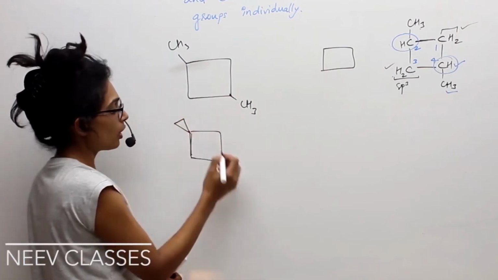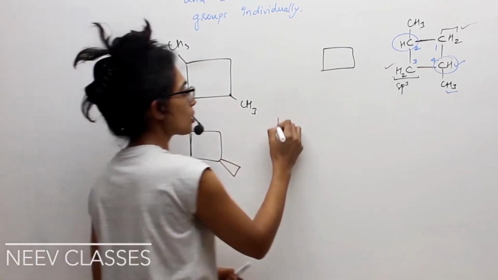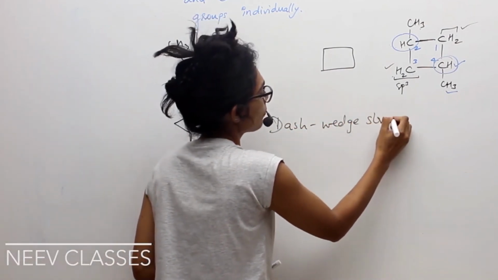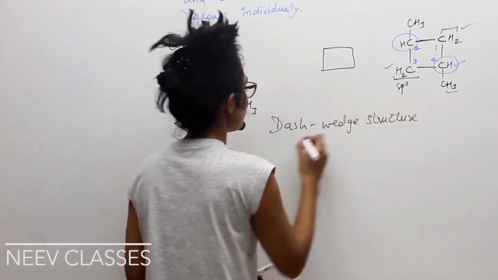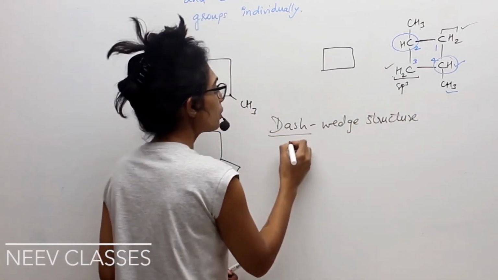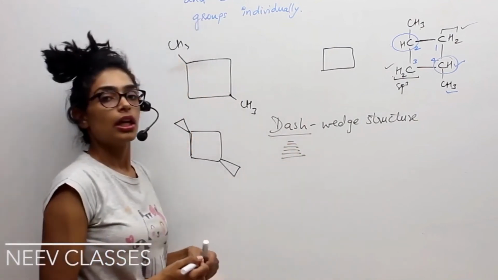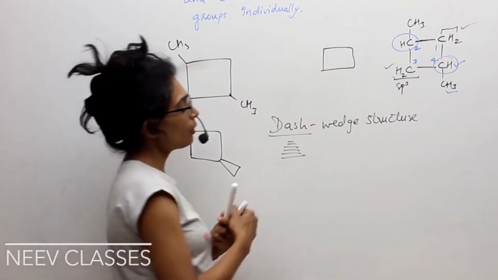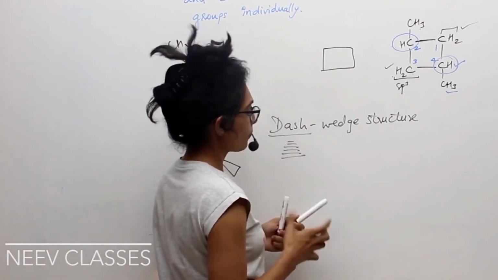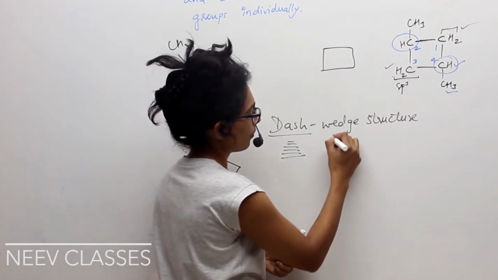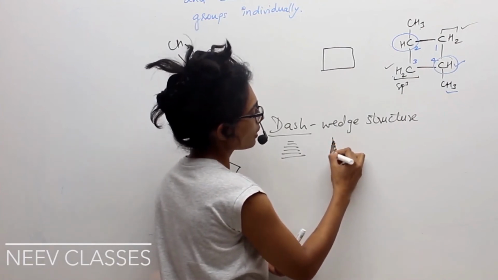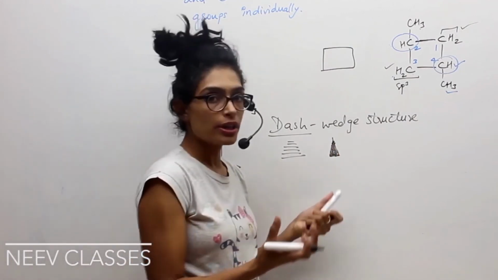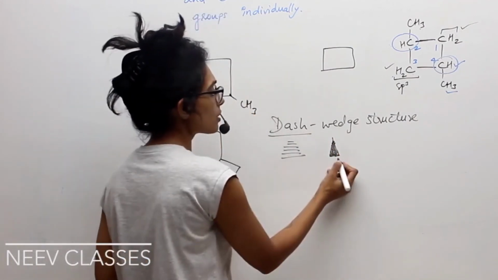Now there is a structure called the dash and wedge structure. What does it mean? Dash and wedge structure means we put dash, dash, dash in those bonds which are away from the viewer. And we put a solid wedge like this. This is a solid bond which represents that the group attached to this bond is towards the viewer. So this is called dash and this is called wedge.